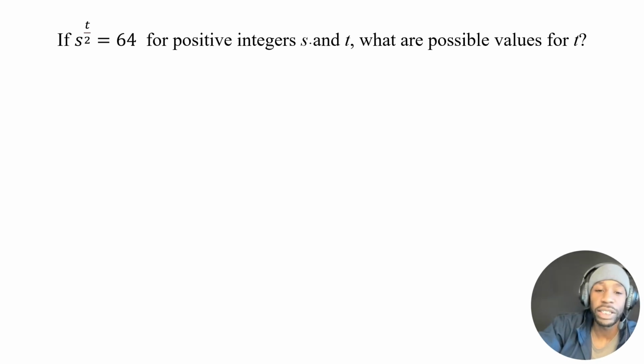This says if s to the t over 2 power equals 64 for positive integers s and t, what are possible values for t? Now, this isn't as bad as it may look. It really tests your knowledge of the way exponents work, but as long as you don't psych yourself out, it makes perfect sense. So this unknown number to this power equals 64.